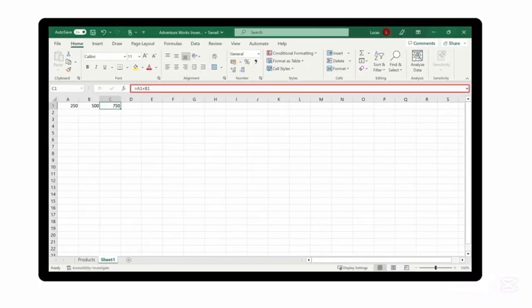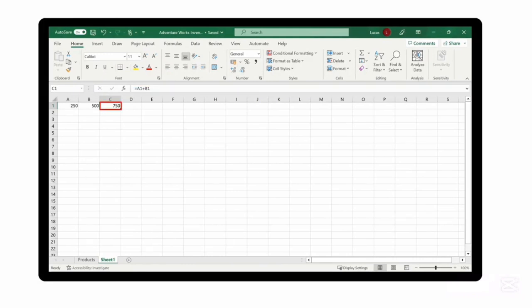The formula bar shows the formula in the cell you are working in. The worksheet shows the result of the formula, while the formula bar shows the formula itself. This is important to take note of when you are creating or working with calculations.